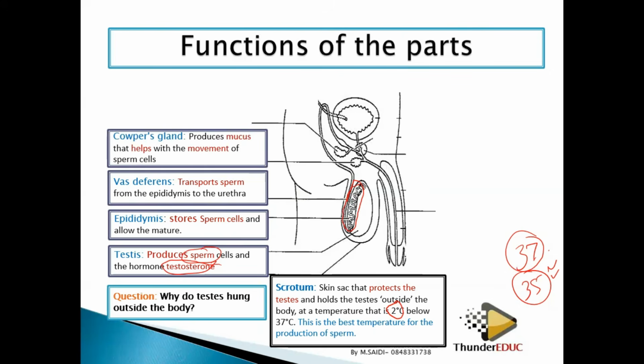Then we have the Cowper's gland. This is Cowper's gland. This produces mucus. We have 3 glands: gland 1, gland 2, and gland 3. These 3 glands we call accessory glands. The first gland from outside is the Cowper's gland. This Cowper's gland produces mucus. When you talk about mucus, you are thinking of lubrication. It lubricates and helps in the movement of these sperms, so that when the sperms are coming, they are moving at a very high speed.